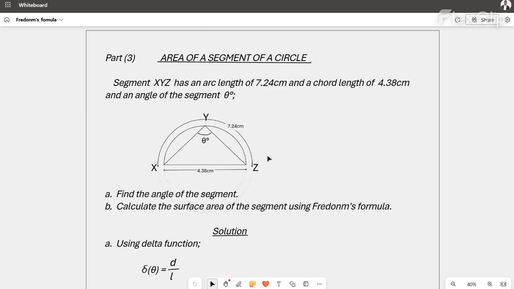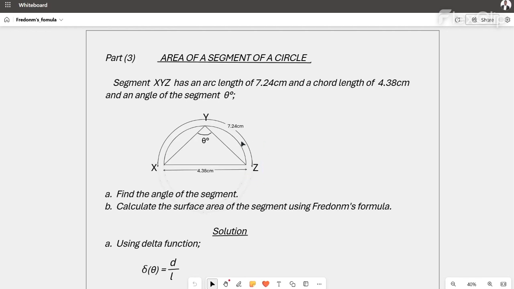So before we start, I have a question for you. Is there any method that you can use to calculate the area of this segment of a circle with these given values, which is the arc length and the length of chord, to first of all find the angle of the segment, which is theta, and secondly find the area of the segment? If there is a way you can do that, you are free to skip the video. And I would also like to know the method that you can use to solve this question in the comment section. But if not, you can stay with me in this video.